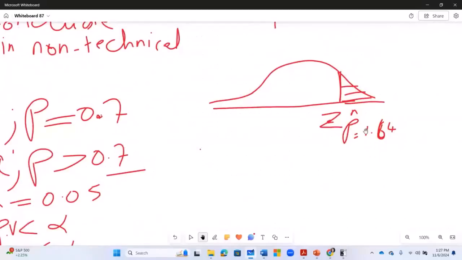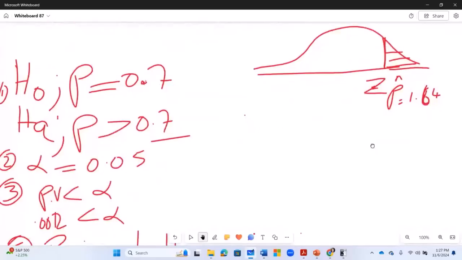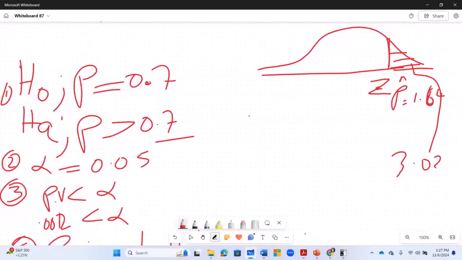So the critical value fell here, but my test statistic, which is step 4, actually is 3.02. Therefore, my test statistic fell into the rejection region. So I reject the null. If the test statistic falls into the rejection region, you reject the null.